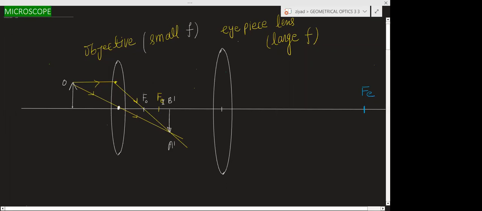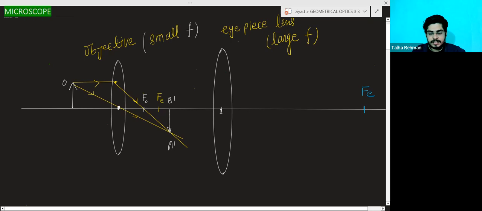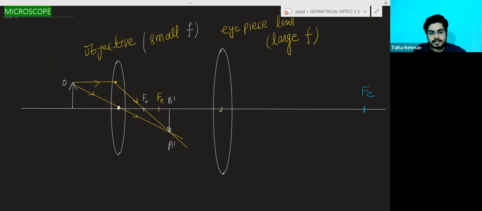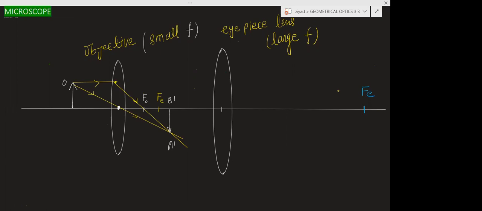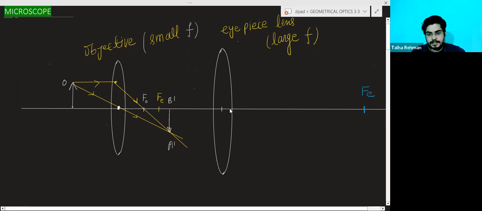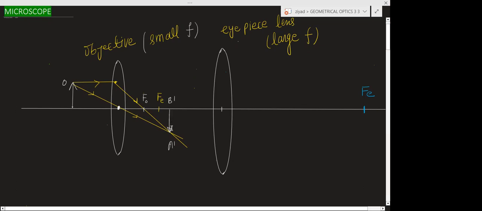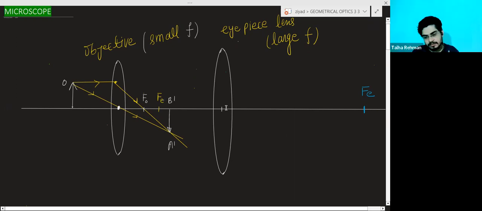So basically, FE is the focus of the eyepiece lens, and here is the objective lens. Here is the optical center. Now this image will work as a virtual object, or you can say this image will work as an object for the eyepiece lens. With respect to the eyepiece lens, this is not the image, this is the object. So for this object, the eyepiece lens will form the image.